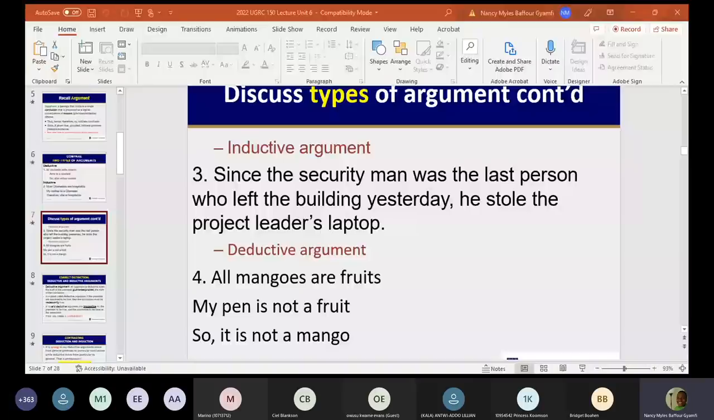So pattern, all A's are B's. Now you have been modus tollens. All A's are B's. This thing is not a B. Therefore, we can validly conclude it's not an A. That's tollens, correct.